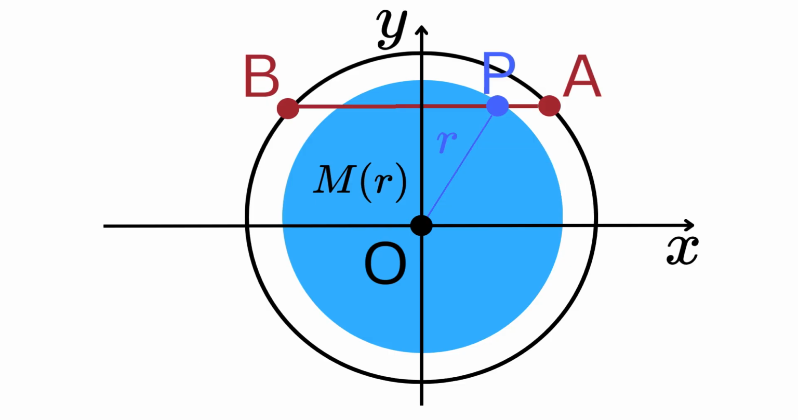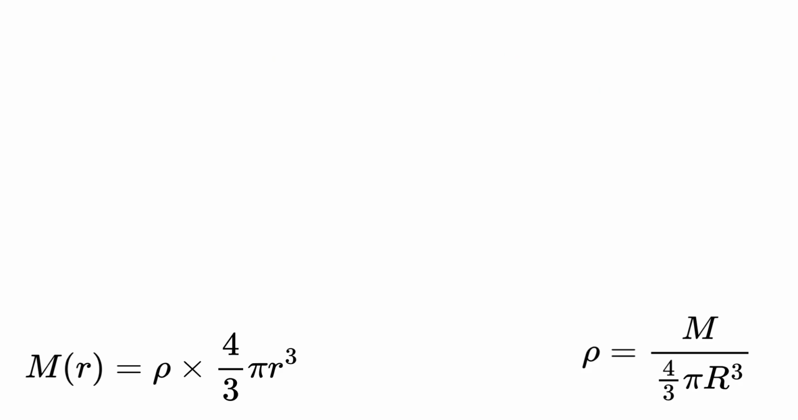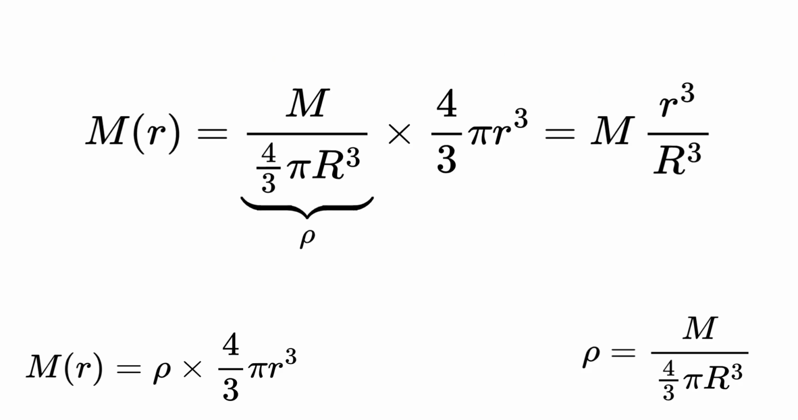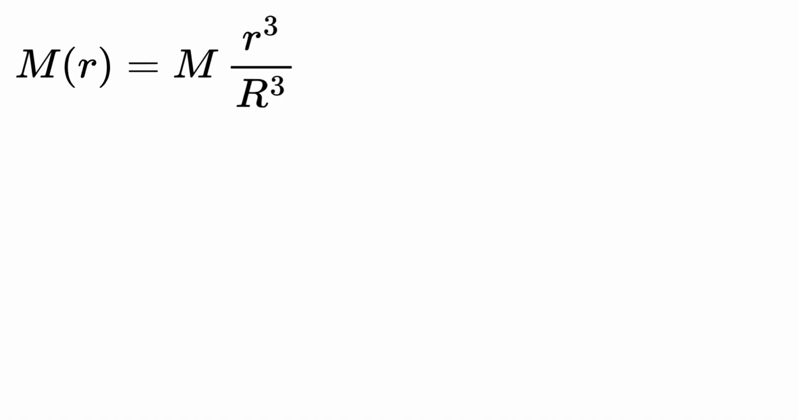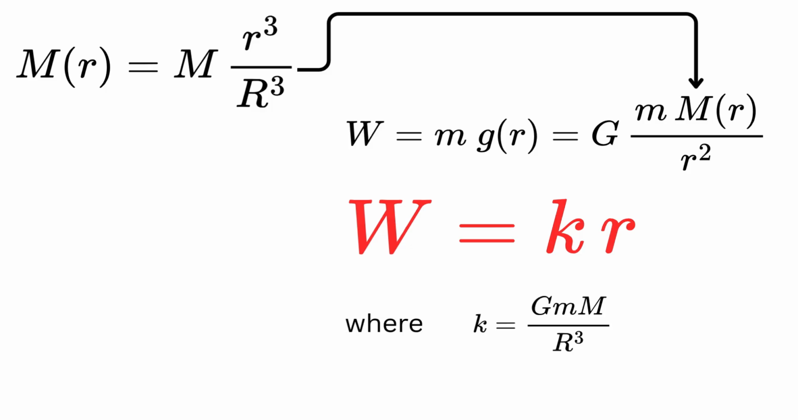The fraction of Earth's mass within a sphere of radius r can be computed from the density of the Earth rho and the volume of the sphere. The density of the Earth is the ratio of Earth's total mass by its total volume. Combining the two equations, we find the mass M of r of a sphere of radius r as a fraction of Earth's total mass. Substituting the previous result in the formula for the shuttle's weight, we find that the weight is proportional to the distance from the center of the Earth.